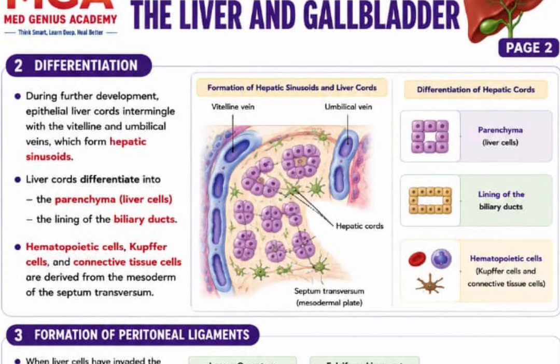Now the liver cord, which is the internal part, begins to differentiate and becomes the parenchymal cells and the lining of the what? Biliary duct. Now that liver cord, or hepatic cord, that intermingles with the vitelline and the umbilical vein to form the hepatic sinusoid, now differentiates into parenchymal cells, which are called the liver cells, and it now lines the biliary duct.